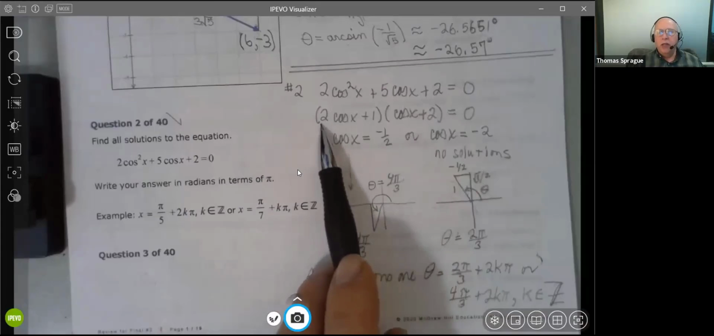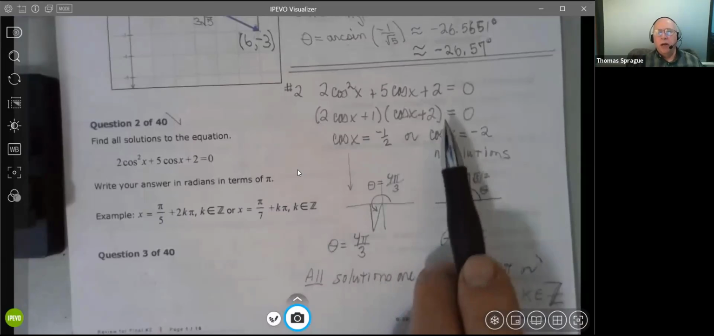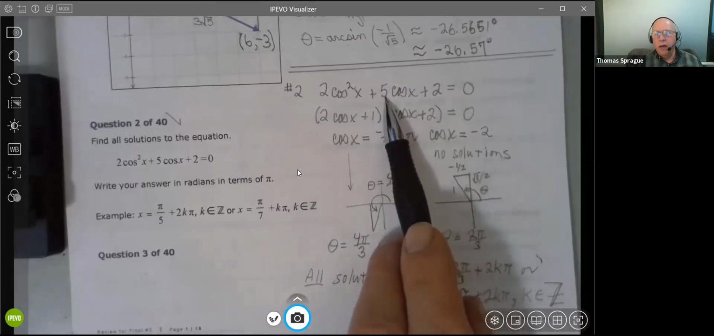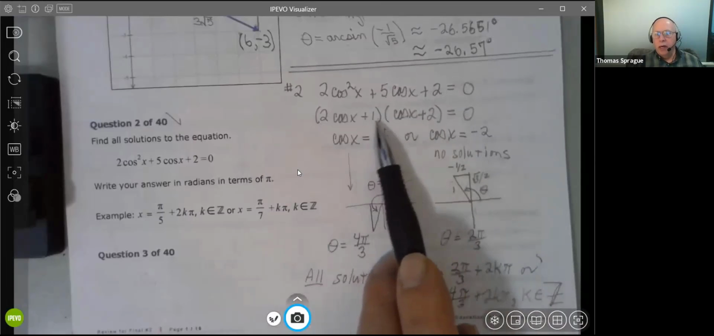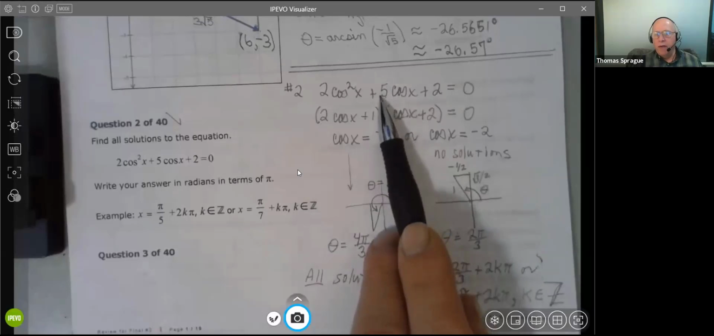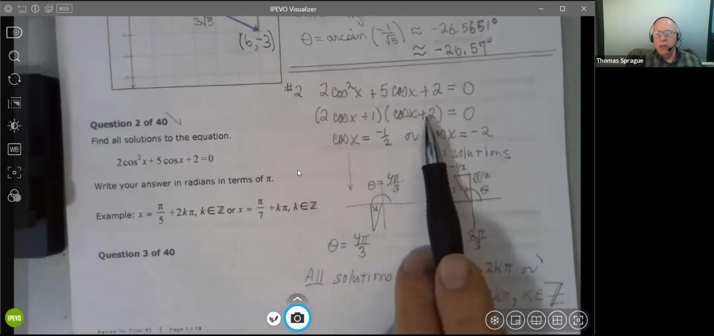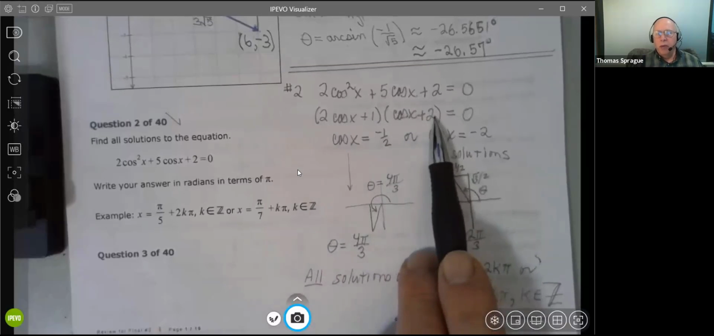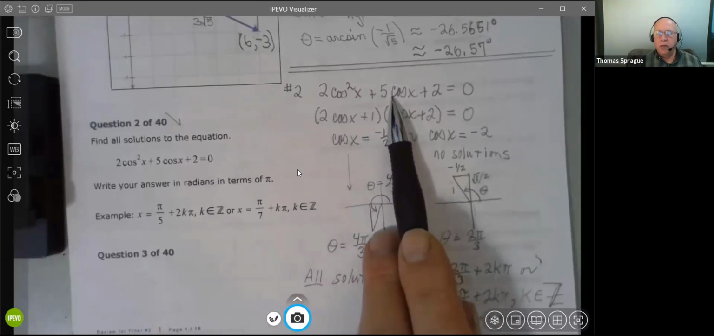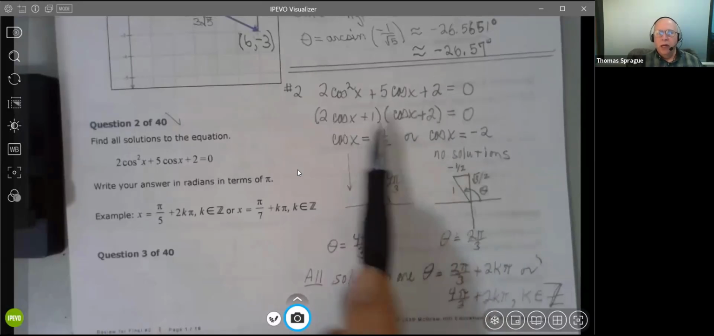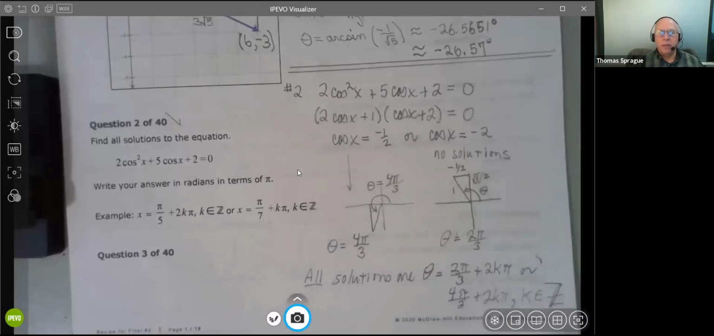Okay, this factors this way: 2 cosine of x plus 1 times cosine of x plus 2. The thing that tips me off is that I've got a 5 here and a 2 here. So I've got to have a 2 here or here. But if I'm going to come up with 5 in the middle, I've got to have this 2 multiplying that 2. So that forces this 2 here. Then the middle terms are 4 cosine x plus 1 cosine x makes 5 cosine x. And of course, 1 times 2 is 2, and 2 cosine x times cosine of x is 2 cosine squared x.